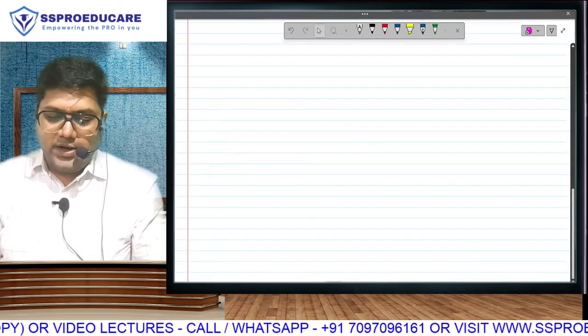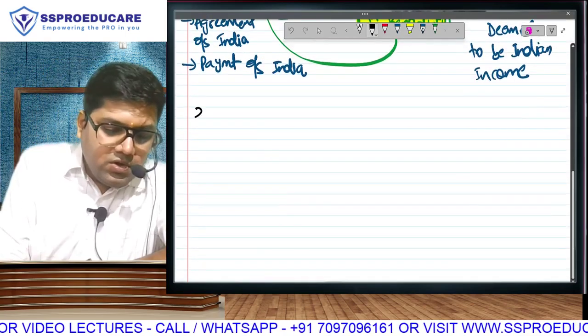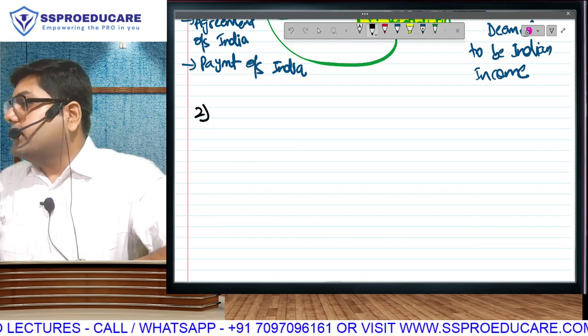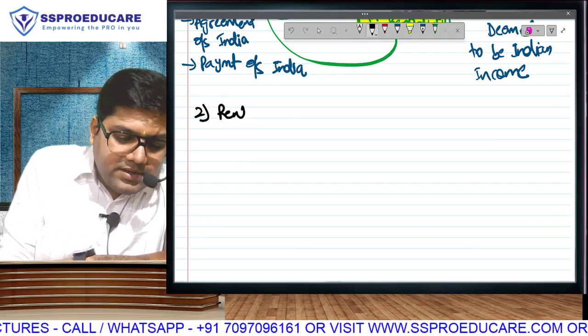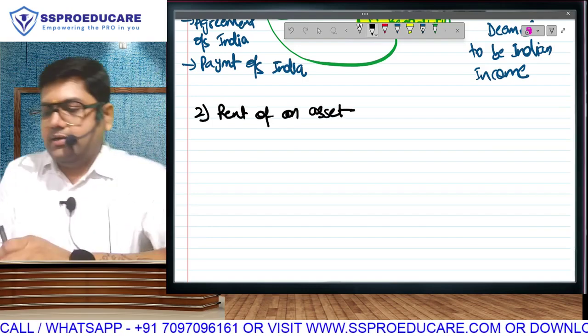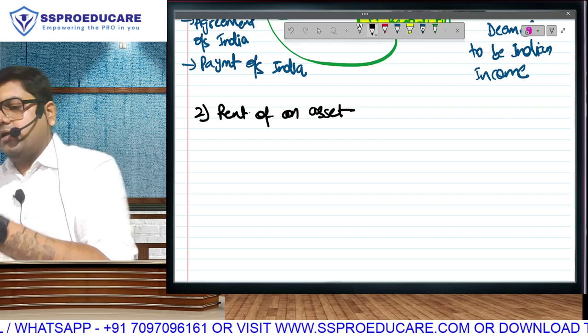Fantastic. Point number 2 of which list? Deemed to be Indian incomes. Rent of an asset. This is incomplete.